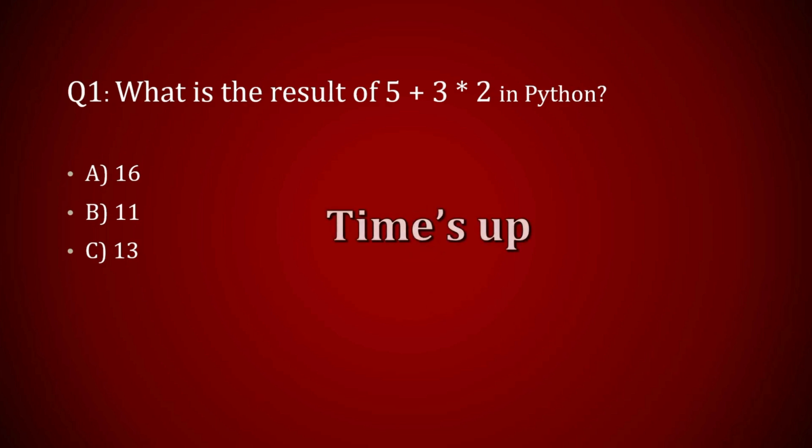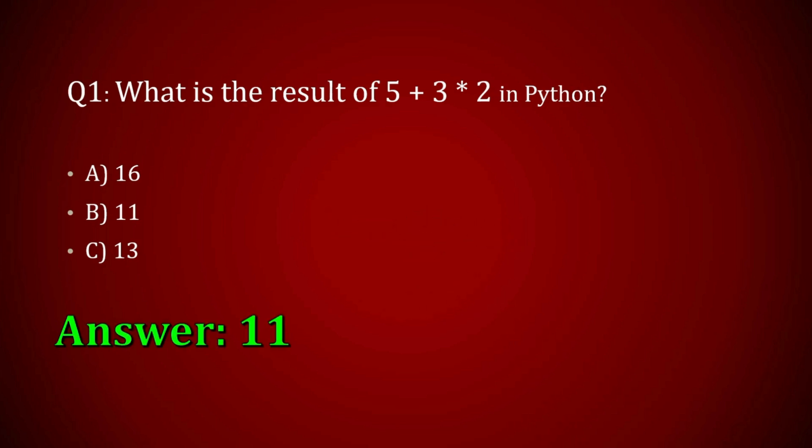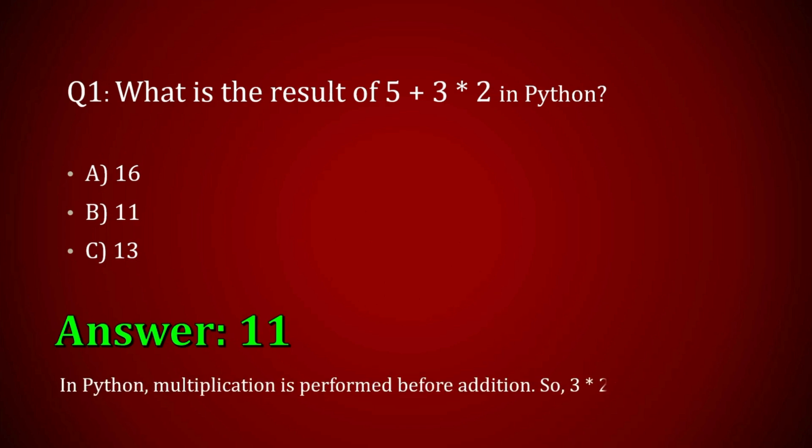Time is up. Let's reveal the answer. The answer is 11. Let's see why. So in Python, basically, the multiplication is performed before addition. So first the multiplication is performed between 3 and 2, which gives 6. Now the output 6 is added to 5. So the output will be equal to 11. So this is why the answer is 11 and the correct option is B.